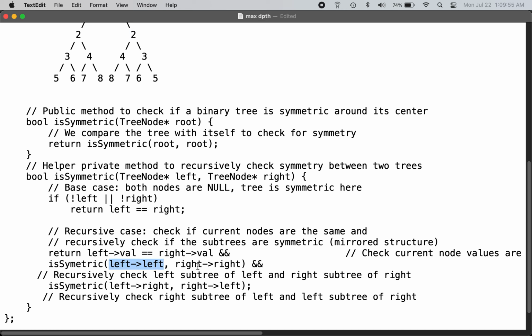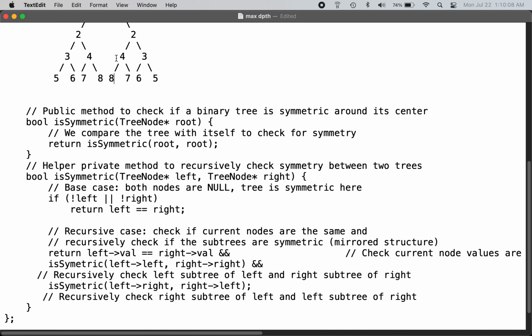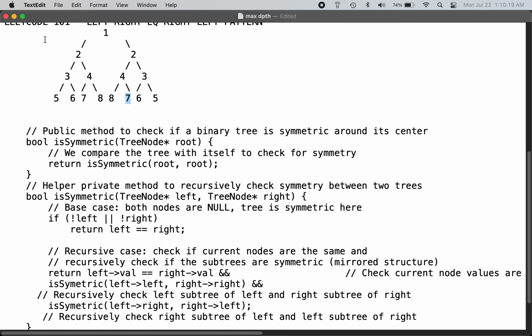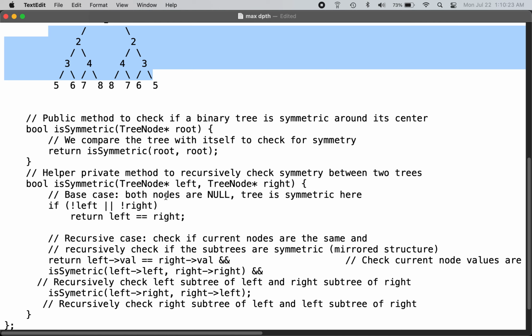Left dot left should equal right dot right, and then this is where the actual pattern name comes from. Left dot right should also equal right dot left. So in this case 4 7 8 should be symmetric with 4 8 7. So in this case it is a symmetric tree. This example is a symmetric tree, and that's it.